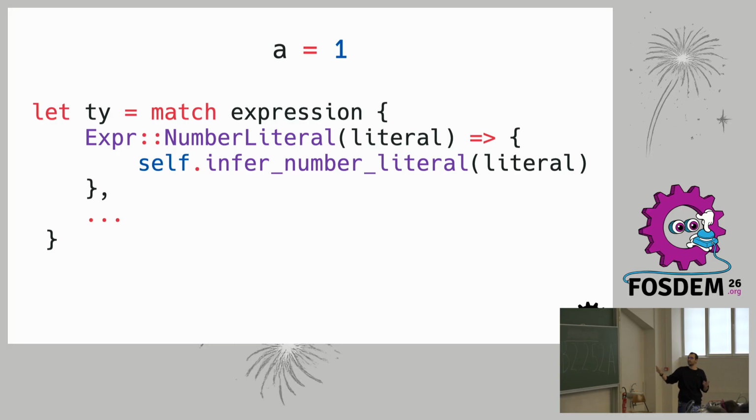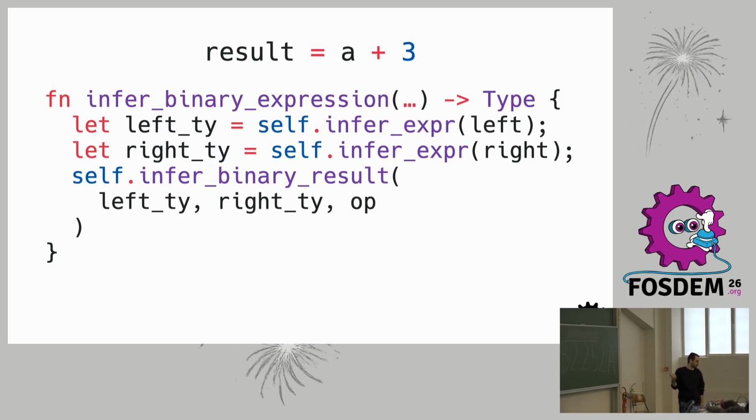Here, just one is a number literal, so it matches the case, and we infer the type for it. For the result a plus 3, it's a bit more complicated. I need to call infer expression again on a and then on 3, and then it would resolve where a was defined in the previous line, and it was assigned 1, so the type of it would be literal 1.